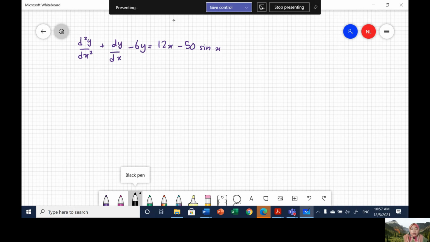You can see on the right hand side. So number 1, start with the auxiliary equation: m squared plus m minus 6 equals 0. Our A is 1, our B is also 1, C is negative 6. So the roots are 2 and negative 3. So this is real numbers and different.